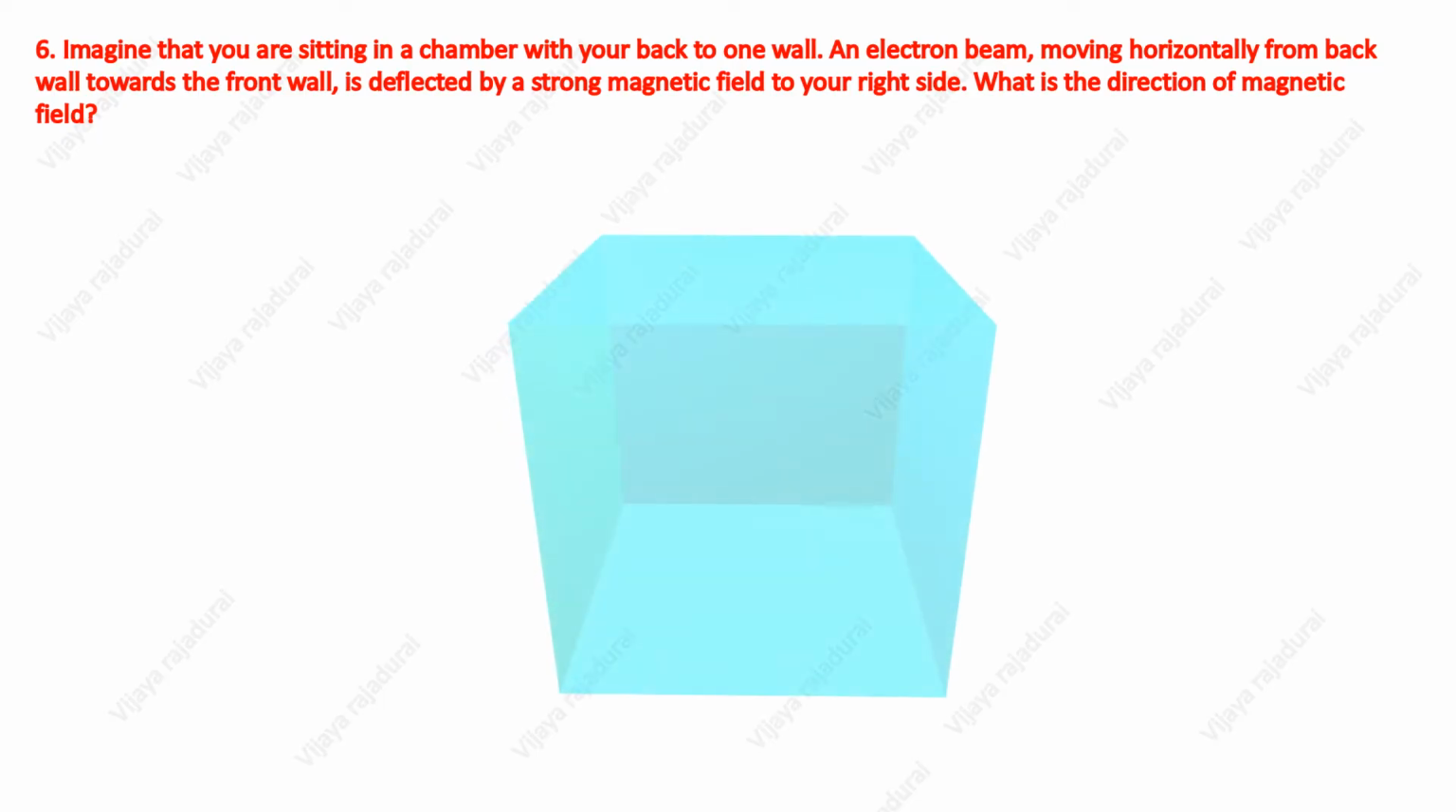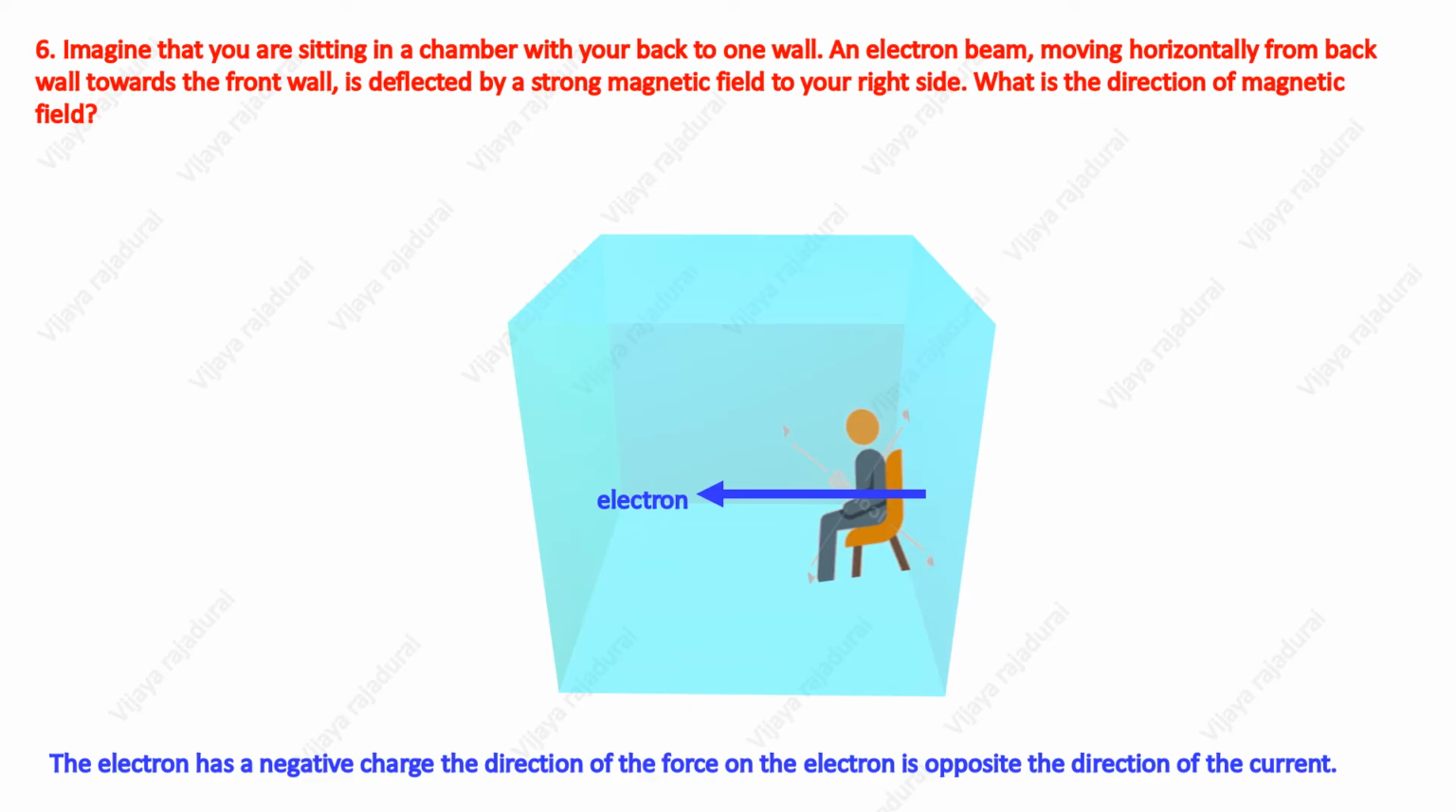Let us consider this chamber. Imagine that you are sitting in this chamber with your back to one wall. An electron beam is moving horizontally from the back wall towards the front wall. We know that an electron is a negatively charged particle. Its direction is opposite to the direction of current. So the current moves from the front side to the back side.